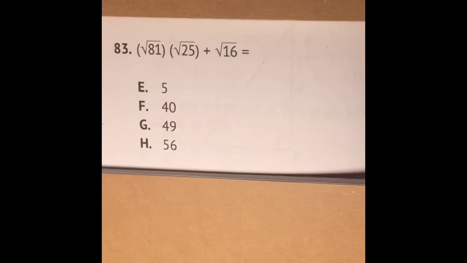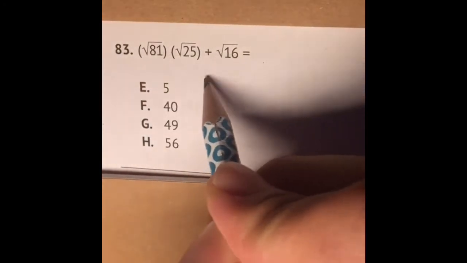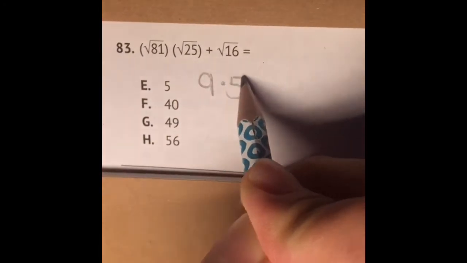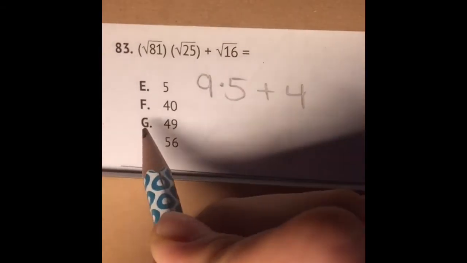What is the square root of 81 times the square root of 25 plus the square root of 16? Alright, the square root of 81 is 9 times the square root of 25 is 5 plus the square root of 16 is 4, which gives us 49.